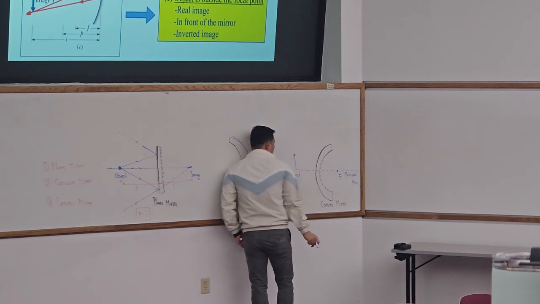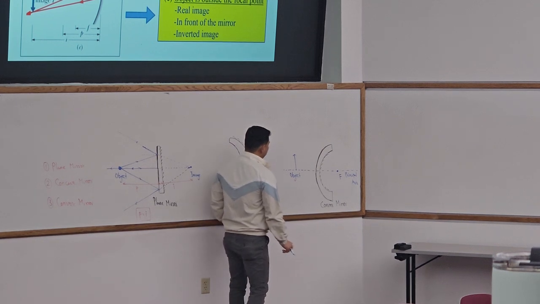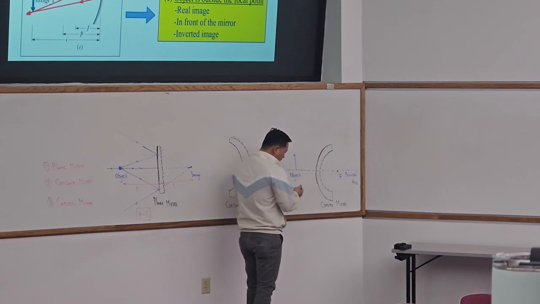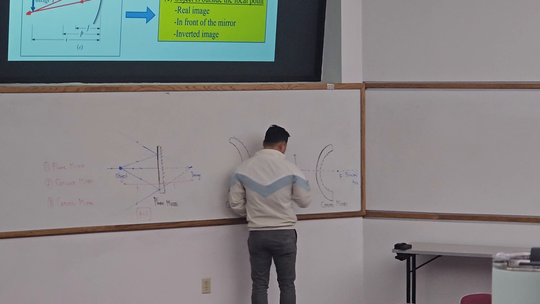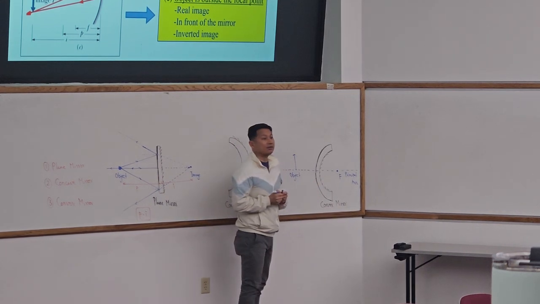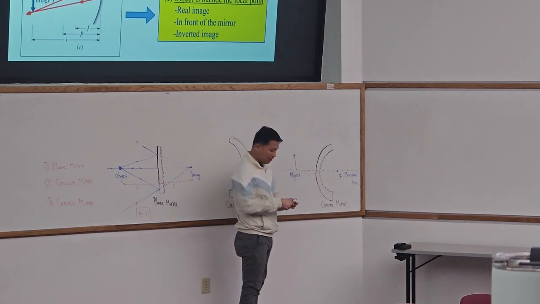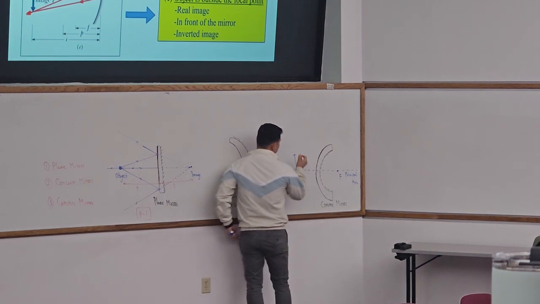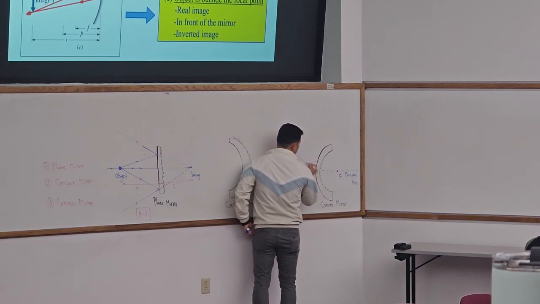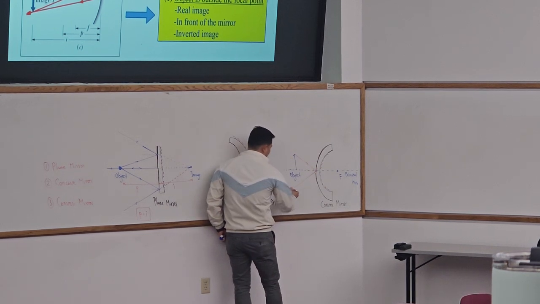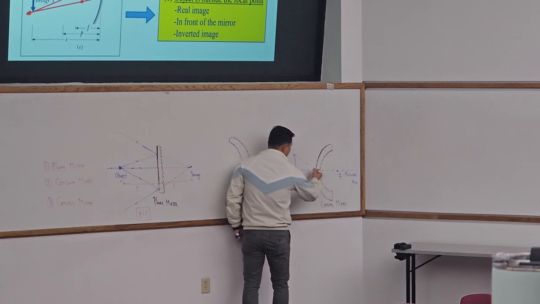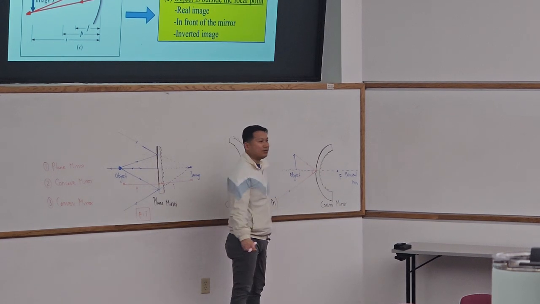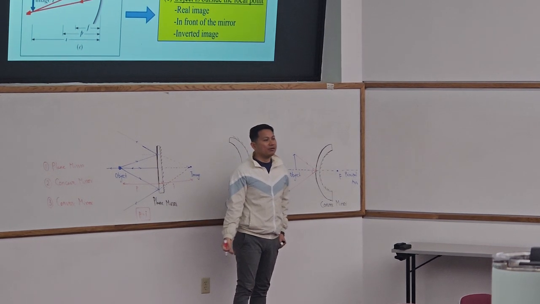So you have a couple of rays of light. I told you the first one, easy to remember, is the one hitting at the center of the mirror. Whenever you hit at the center of the mirror, it reflects like this. Now this angle, whenever you reflect, is going to be the same angle over here.